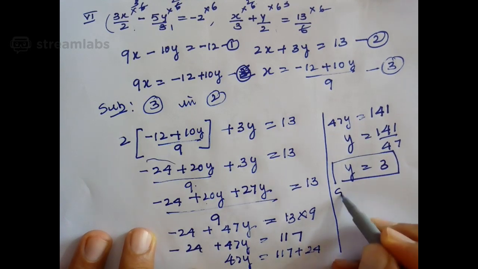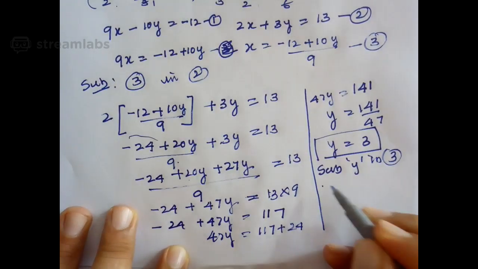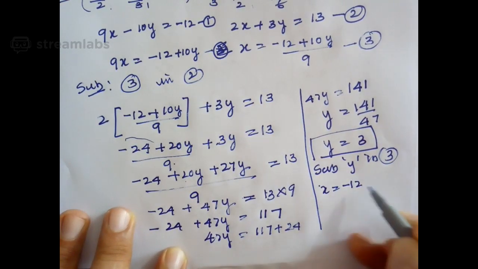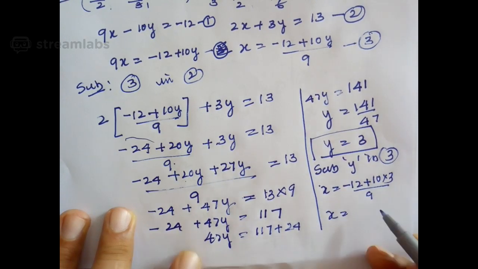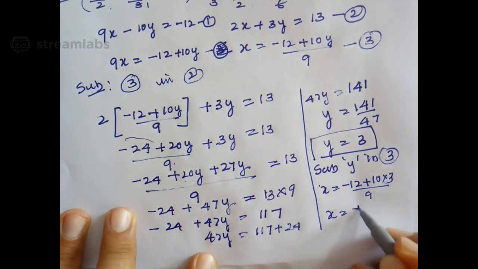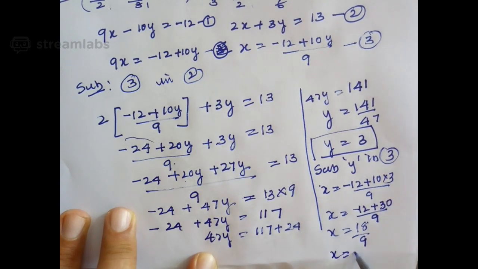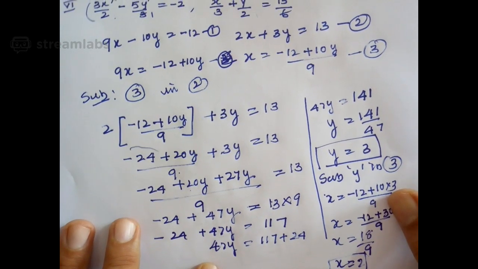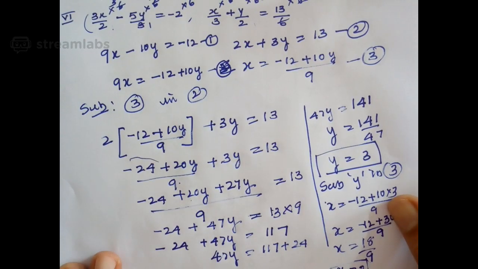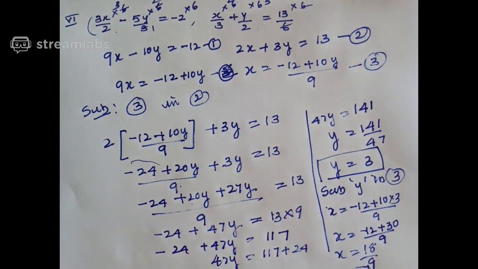Y is equal to 3. So substitute y in 3. That is x is equal to minus 12 plus 10 into 3 by 9. X is minus 12 plus 30 by 9. So x is 18 by 9, isn't it? So x is 2. Y is equal to 3 and x is equal to 2. Solve this.